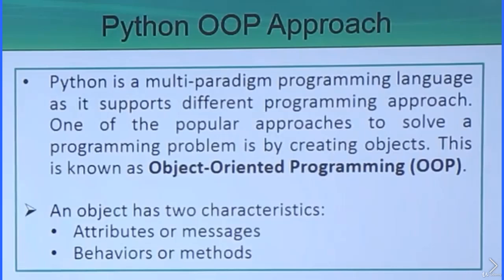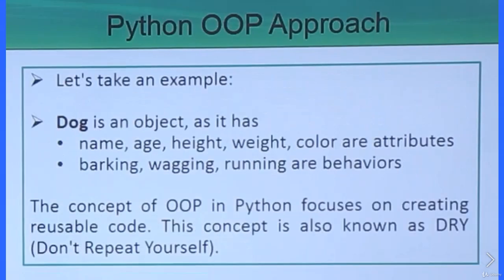So let's take one example. A dog is an object, and it has name, age, height, weight, and color as the attributes, and barking, wagging and running are the respective behaviors.